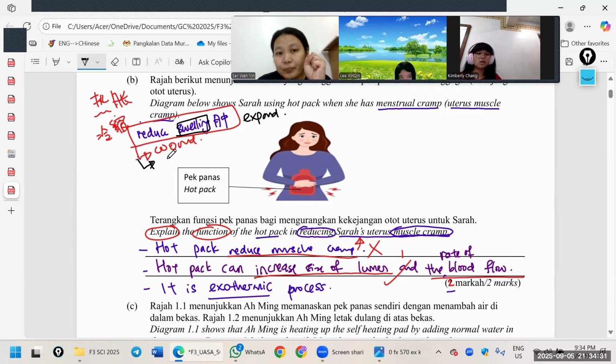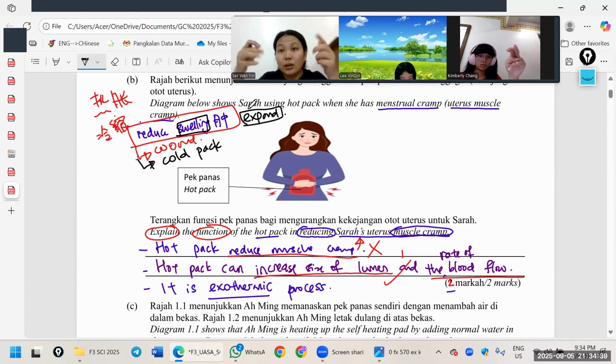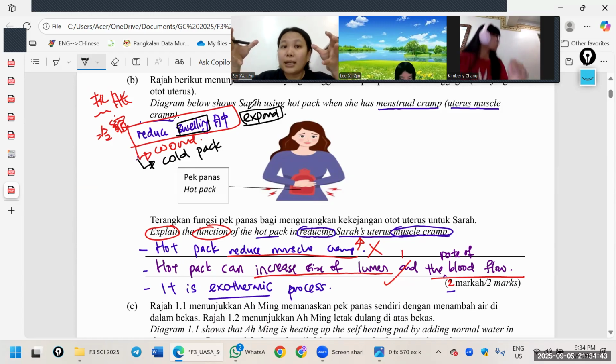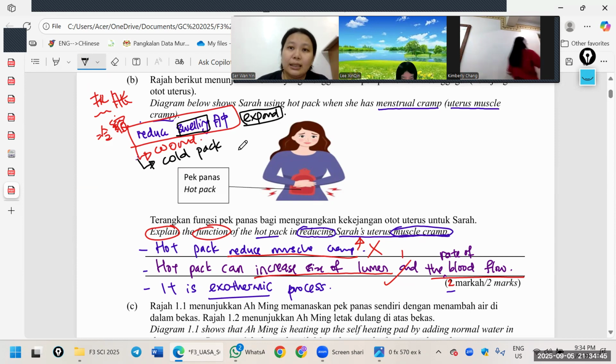So when swelling, do we need a hot pack or cold pack? Cold pack. Yes, cold pack. Why? Because swelling means it has expanded already. What we need to help is to make it contract back. Okay? We help it contract back.